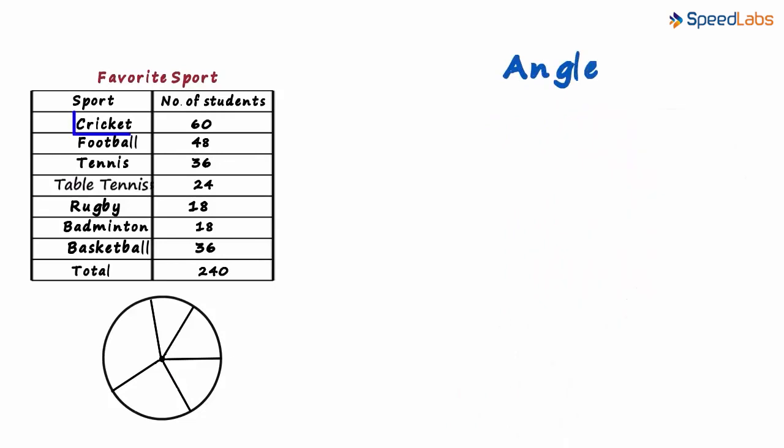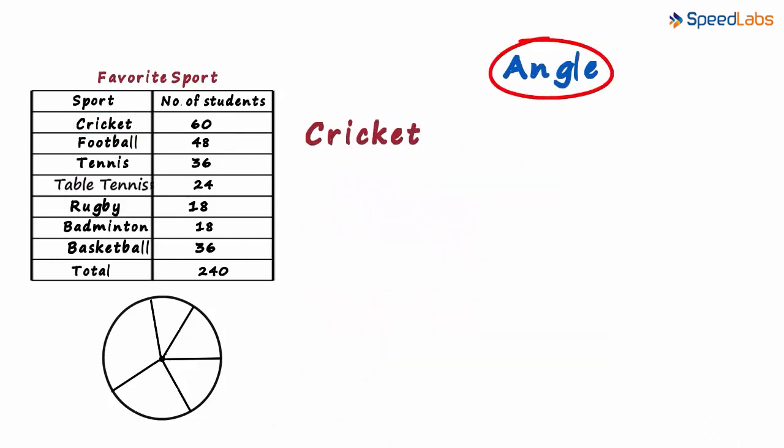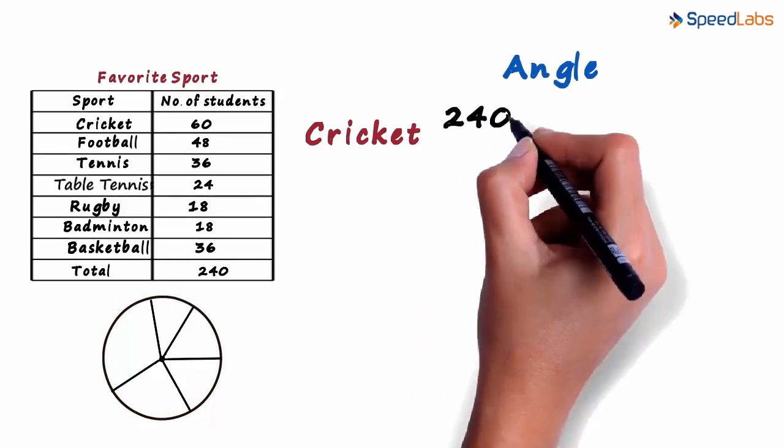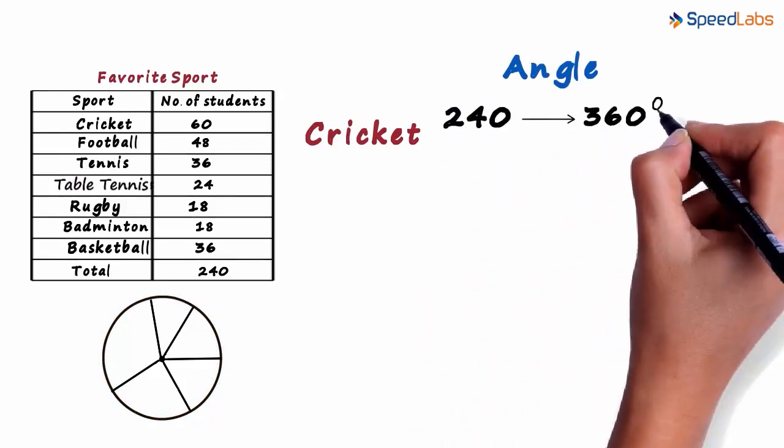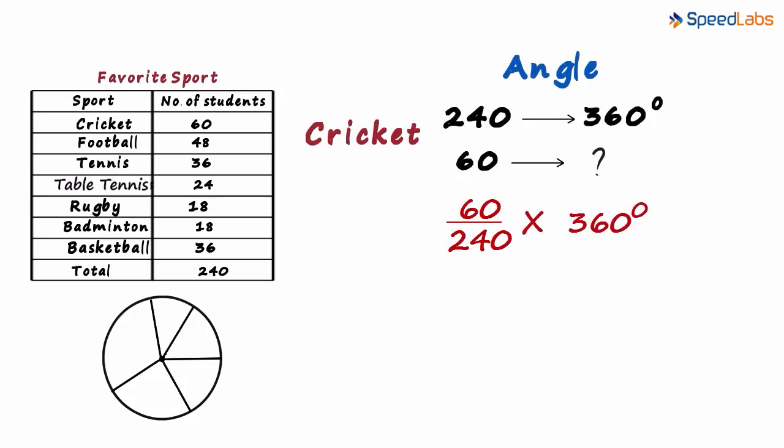We look at the first sport, which is cricket. How do we find the angle its sector represents? We know that a circle completes a full 360 degrees. So the total number of students will represent 360 degrees. If 240 students represent 360 degrees, how many degrees will 60 students represent? It will be 60 by 240 multiplied by 360 degrees.